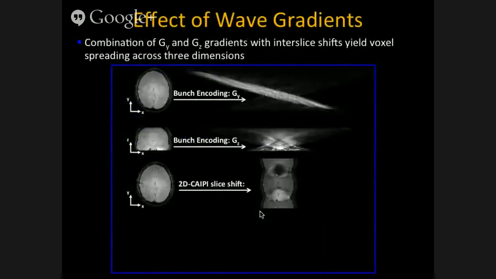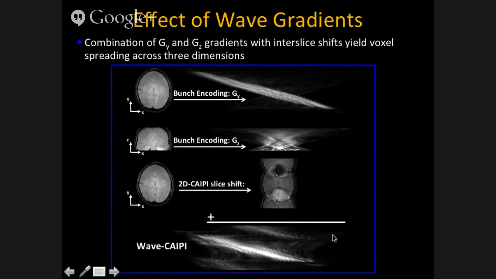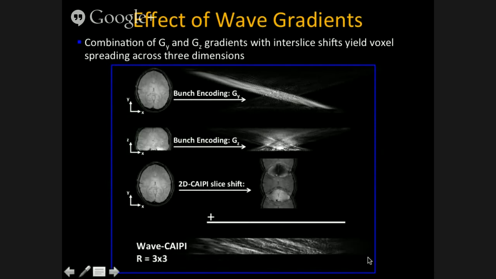So the combination of these GY and GZ gradients with these inter-slice shifts gives us voxel spreading in all 3 dimensions. The combination of these 3 effects produces this highly spread out Wave-CAIPI image. And in the presence of 3 by 3 undersampling, for instance, this is what we get on the scanner. Starting from this, we try to reconstruct the underlying magnetization.